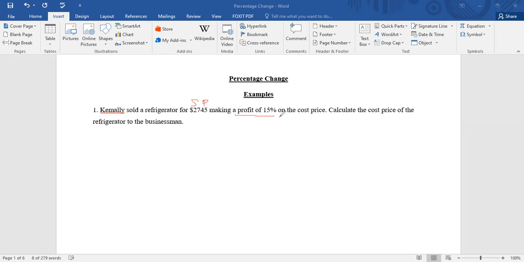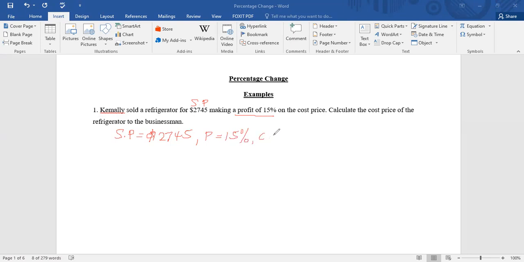So if you notice here, we don't know the cost price, but we know she sold it for $2,745, making a profit of 15% on the cost price. Calculate the cost price of the refrigerator to the businessman. We should say businesswoman here since Kimberly is a female, right? So we want to find the cost price. First of all, let me write down what we know. Selling price is $2,745.